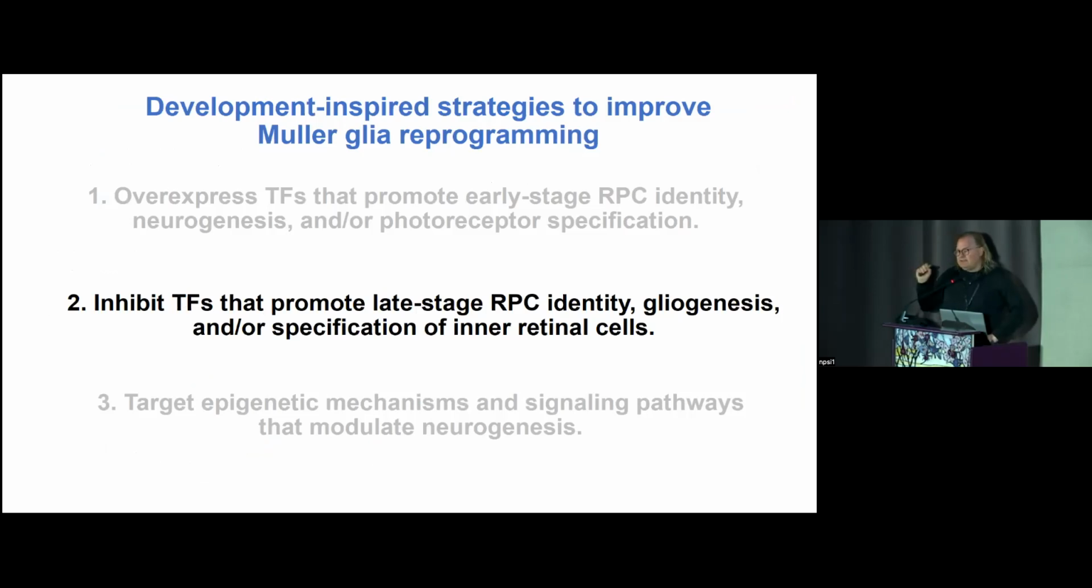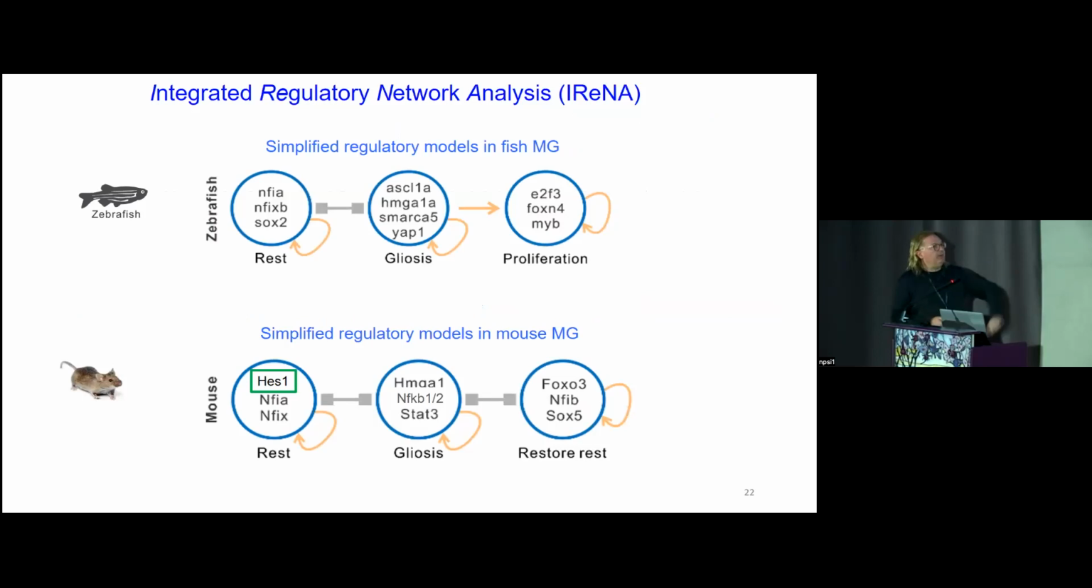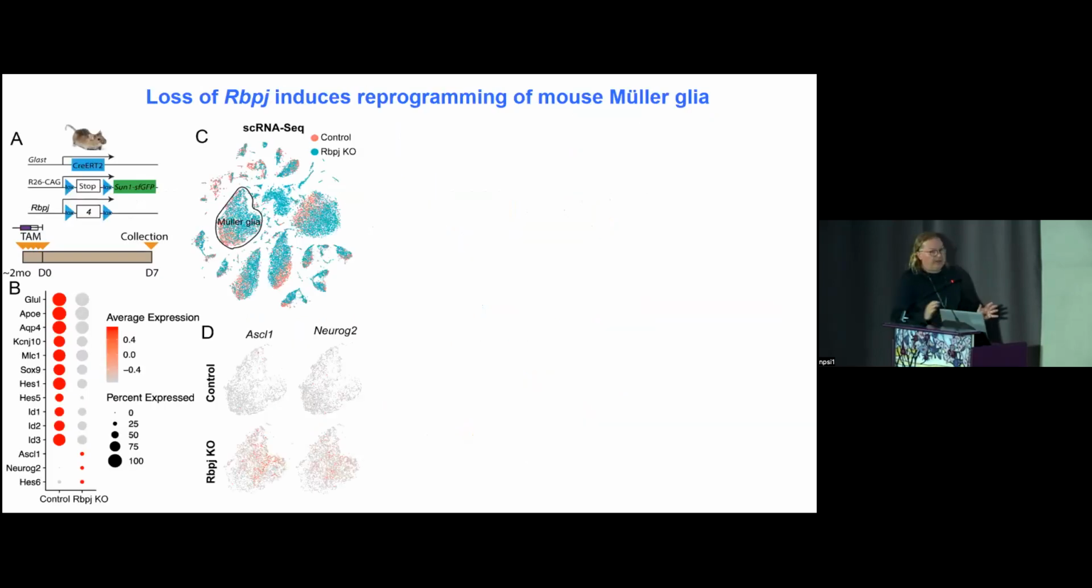So what about inhibition? Second, we've been working to inhibit other transcription factors that repress neurogenic competence, and primarily we've been focusing on factors in the Notch pathway. HES1 as well as RBPJ and other components of the Notch pathway are strongly active in resting glia, as well as late-stage progenitors. So we globally disrupted Notch pathway signaling by knocking out RBPJ, which is the common transcriptional effector of Notch signaling.